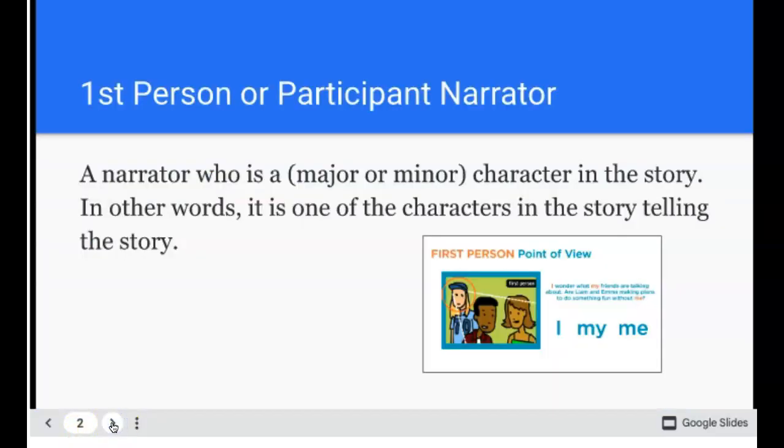The first is a first person or participant narrator, a narrator who is in the story, usually a major or a minor character in the story. In other words, it is one of the characters in the story that's telling the story. And so you're going to see I, me, my. You're going to see them talking about themselves as part of the story. And a lot of your typical young stories are written that way. Even some of the great stories. I know The Adventures of Huckleberry Finn is written from Huckleberry Finn's perspective, and he's telling the story. And so that has its place, certainly.